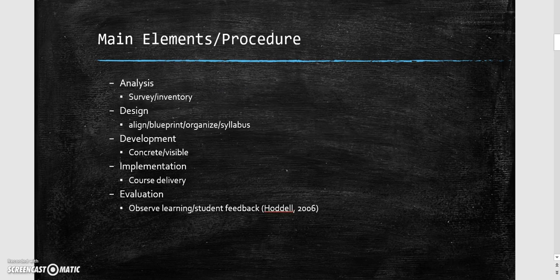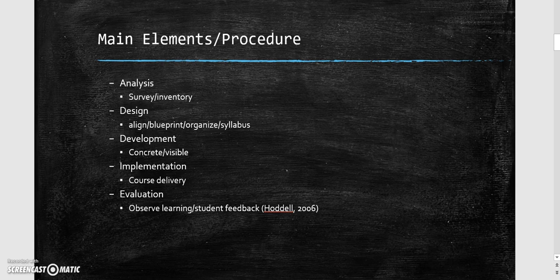They are analysis, which is the phase of instructional design when one surveys and takes inventory of all of their course materials and plans and objectives. Phase 2 is design. This is where everything in the analysis phase is put together to align and is organized, usually in the form of a syllabus. This is the blueprint for the course.